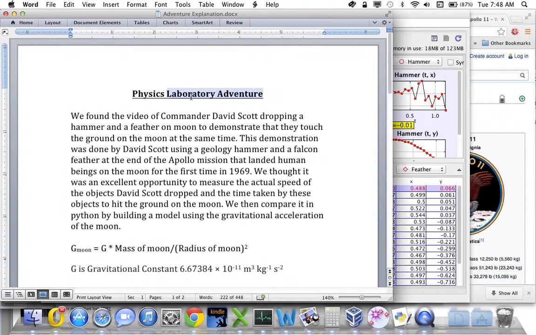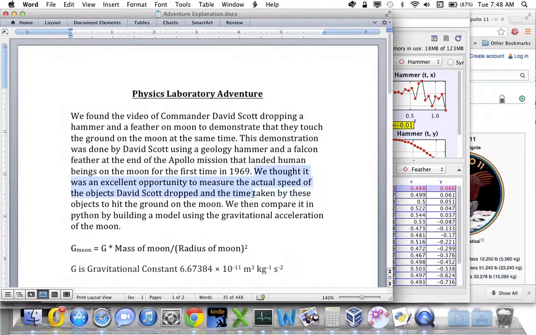So, in this lab, we chose our experiment. We found a video of Commander David Scott dropping a hammer and a feather on the moon to demonstrate that they touched the ground on the moon at the same time. This demonstration was done by David Scott using a geology hammer and a falcon feather at the end of the Apollo mission that landed human beings on the moon for the first time in 1969.